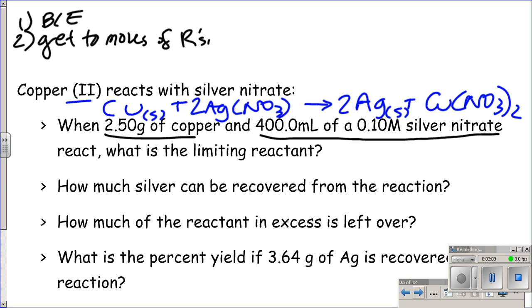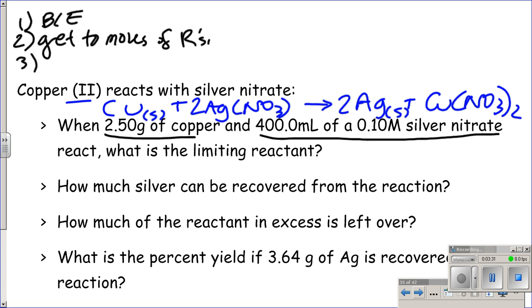So this BCE is not based on grams. It's based on, I need 1 mole of copper to react with 2 moles of silver nitrate to make 1 mole of copper 2 nitrate and 2 moles of silver. Okay, it's not a mass to mass ratio; it's a mole to mole ratio. Or if you wanted to, atom to atom or molecule to molecule, depends on what we're talking about. Okay, so we got to moles. We don't have moles yet, but we will.